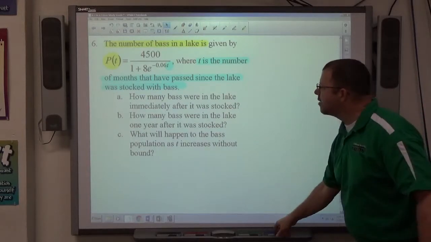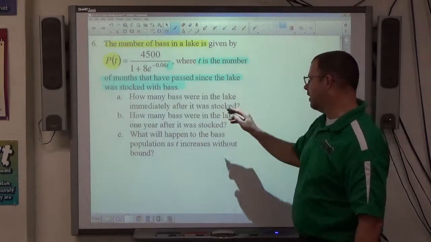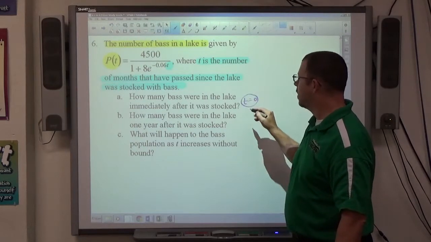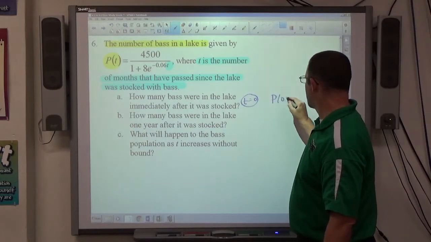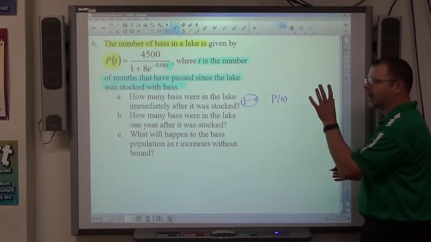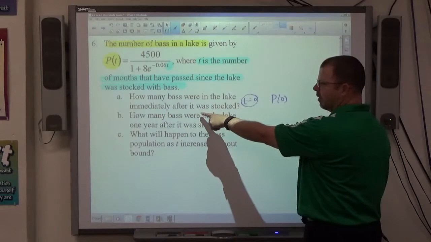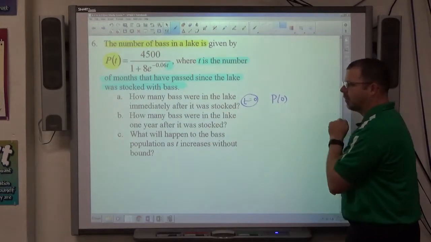So, how many bass were in the lake immediately after it was stocked? That means T is equal to 0 months. We want to find P of 0. So what I want you to do on these problems is to translate what the words mean in relation to the function they give us. In this case, immediately after it's stocked, we're looking for P of 0.